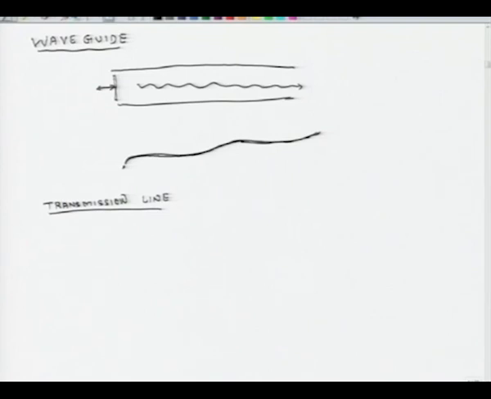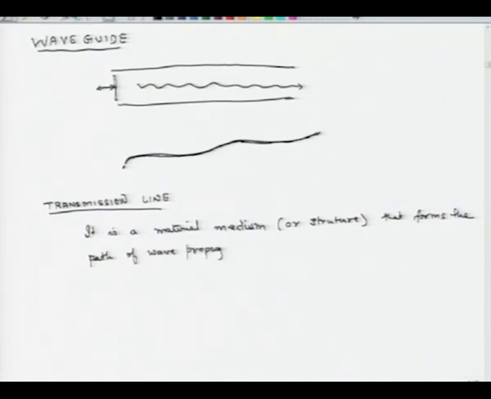So, the definition of a transmission line could be that it is a material medium, or it could be a structure, that forms the path of wave propagation from one place to another place.